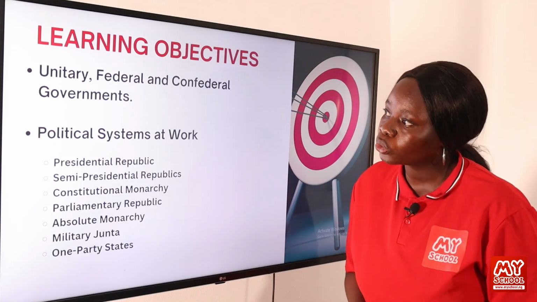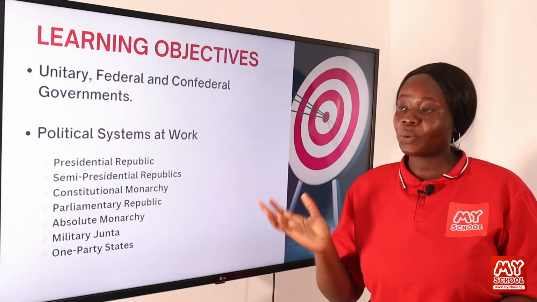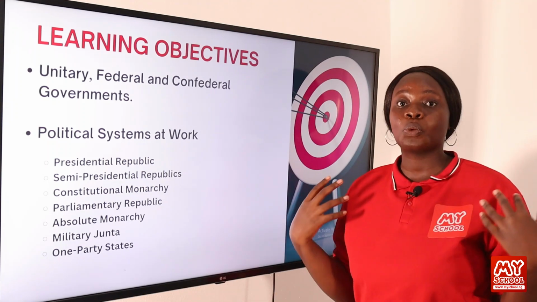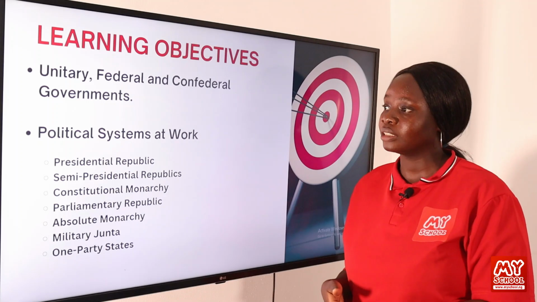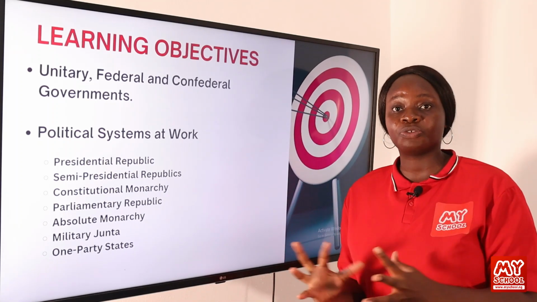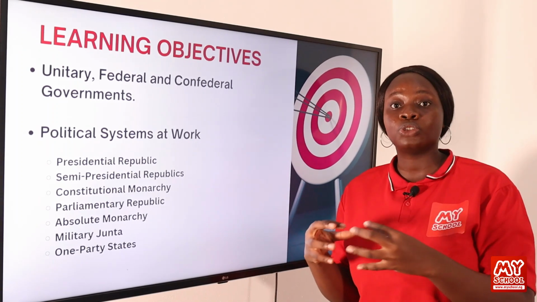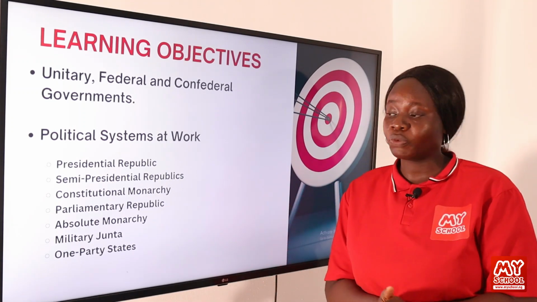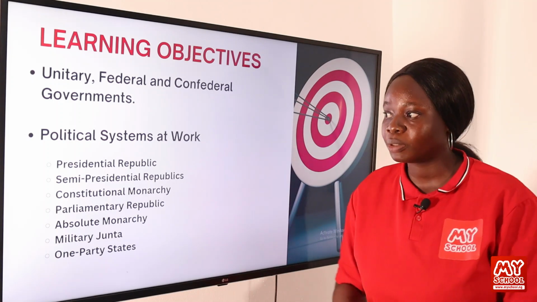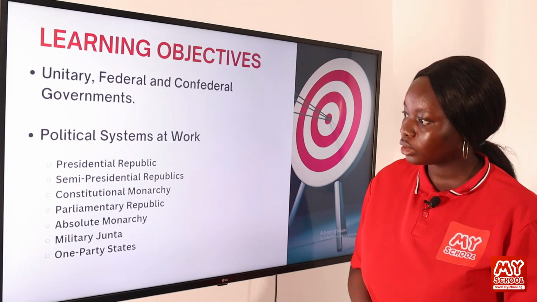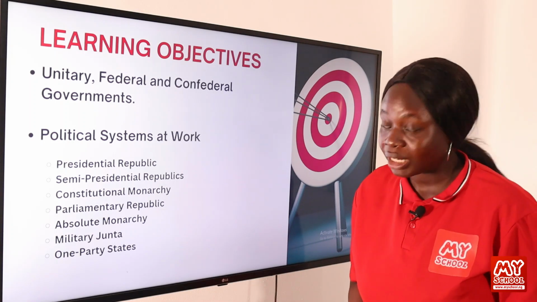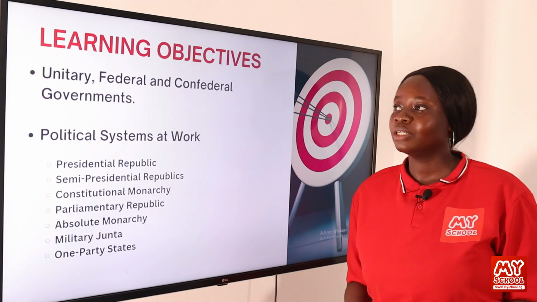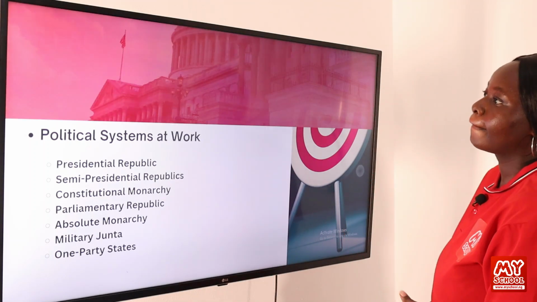And then we're going to move on to political systems at work. There we're going to see how different political systems are formed from the forms and systems of government that we've discussed in earlier video lessons. So we're going to see how they merge various forms and systems to form a political system that responds to the needs of each state of the world. So we're going to discuss presidential republics, semi-presidential republics, constitutional monarchies, parliamentary republics, absolute monarchies, military juntas, and one-party states. So let's dive right into it.